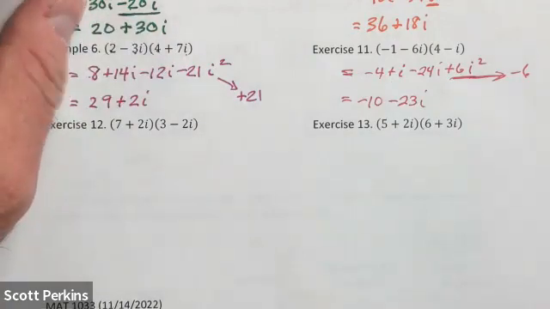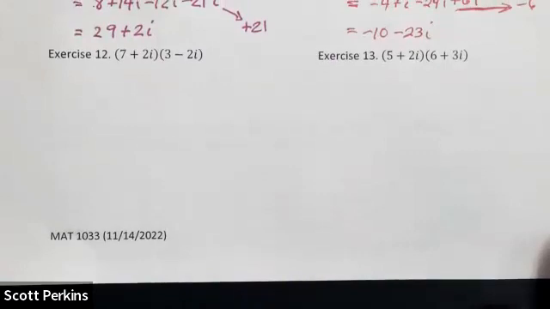All right, we only got 2 more, so if you got anything at all, let me know, okay? So exercise 12, FOIL those 2 together for me, please.